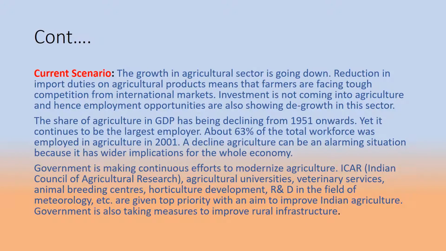ICAR, Indian Council of Agricultural Research, agricultural universities, veterinary services, animal breeding centers, horticulture development, R&D in the field of meteorology, etc. are given top priority with an aim to improve Indian agriculture. Government is also taking measures to improve rural infrastructure.